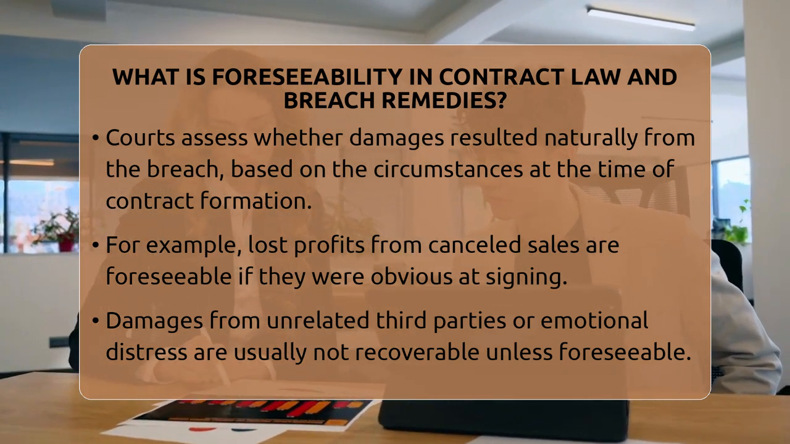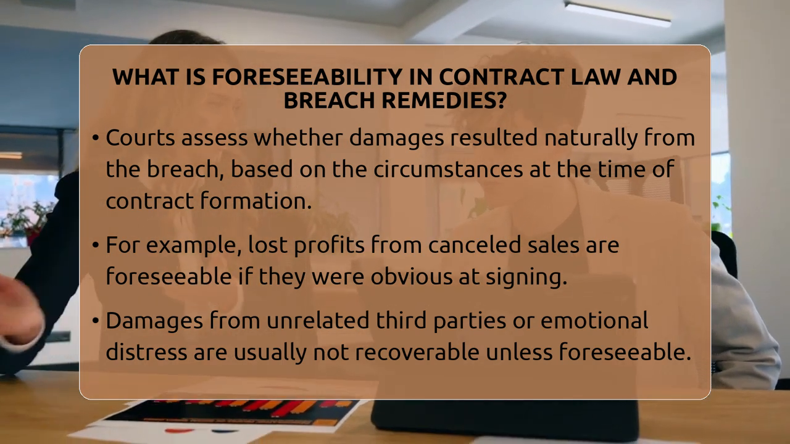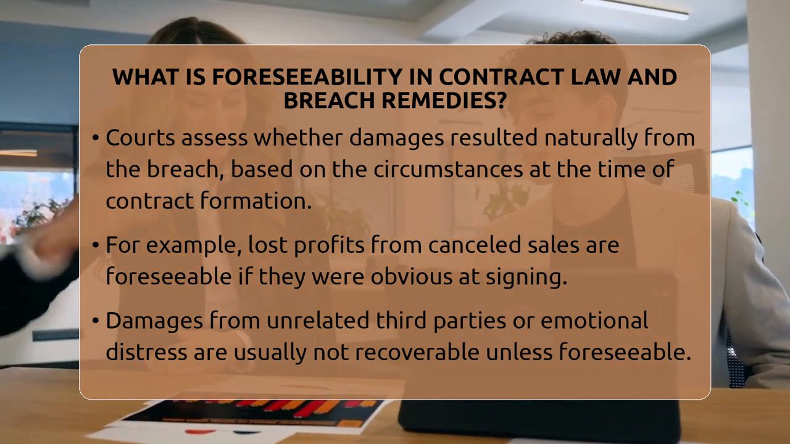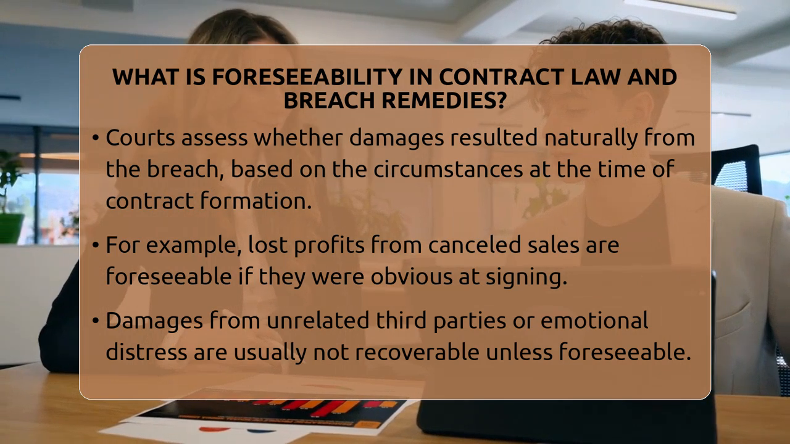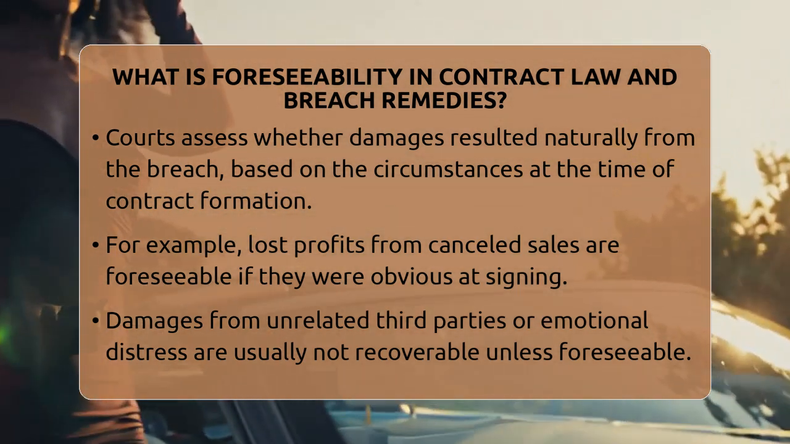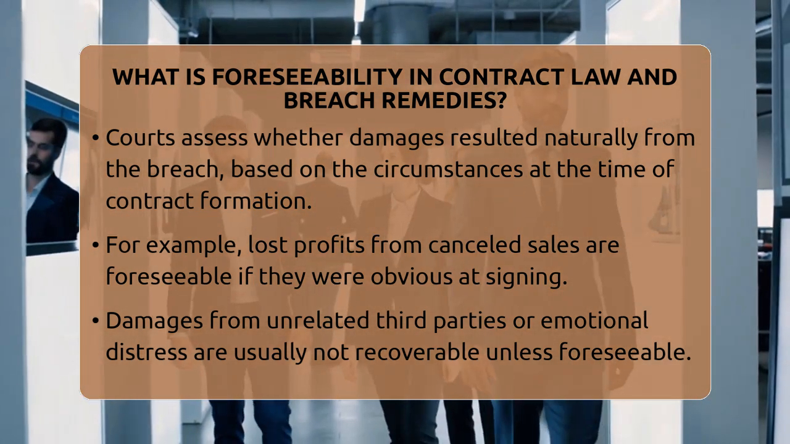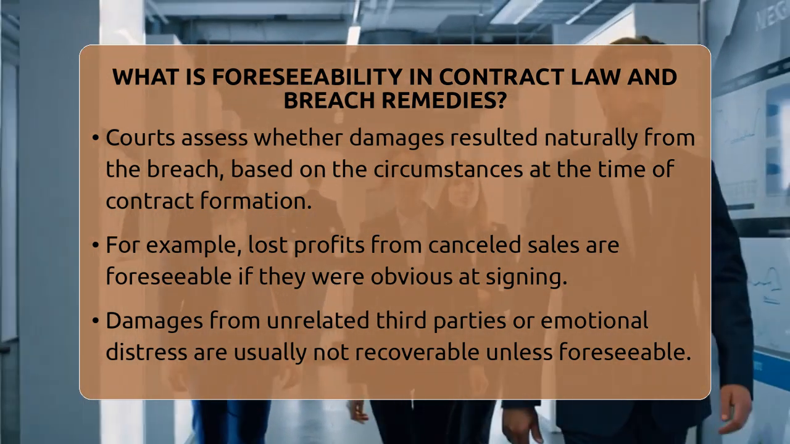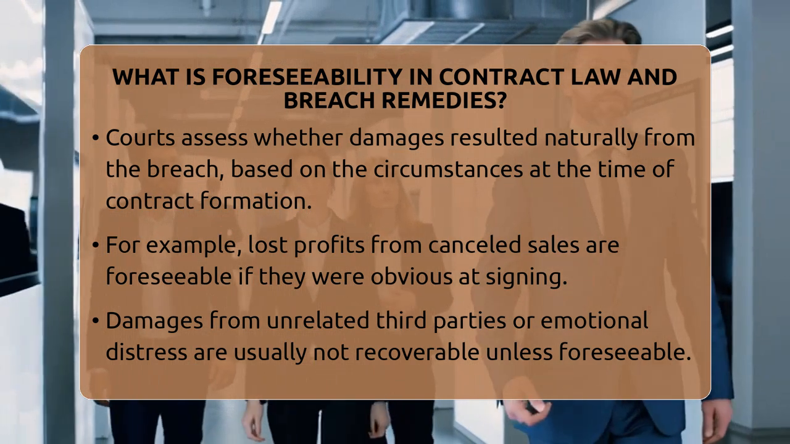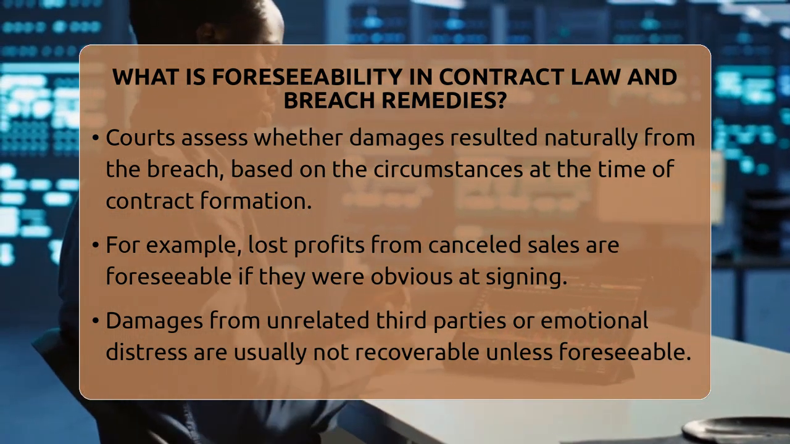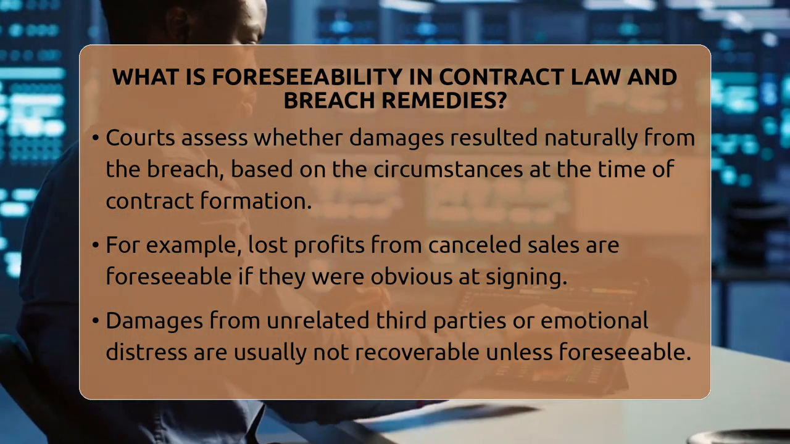Foreseeability is measured from the moment the contract is made, not when the breach happens. So, both parties should think about what damages could happen if things go wrong when they sign the agreement. If damages are foreseeable, the breaching party is responsible for paying them. If not, they might not have to pay for damages that are too remote or unexpected.